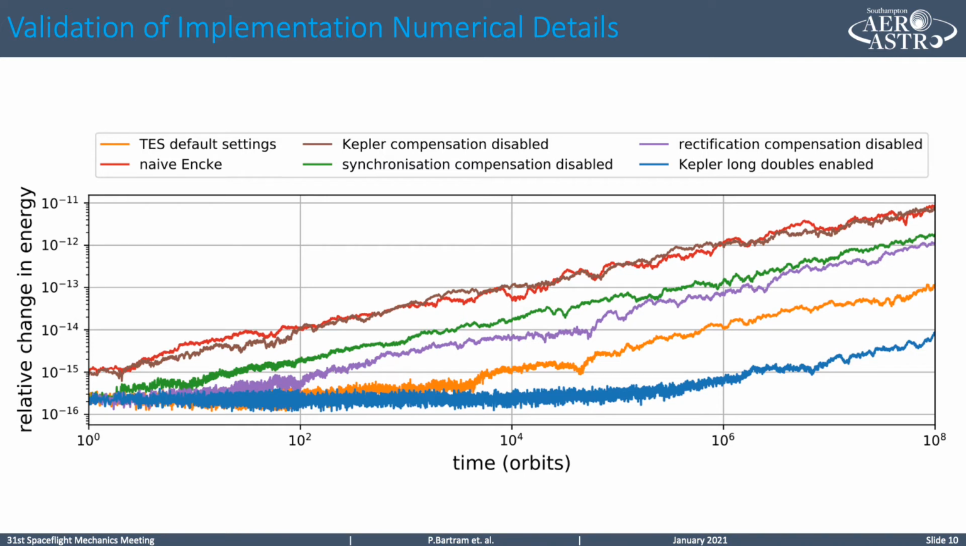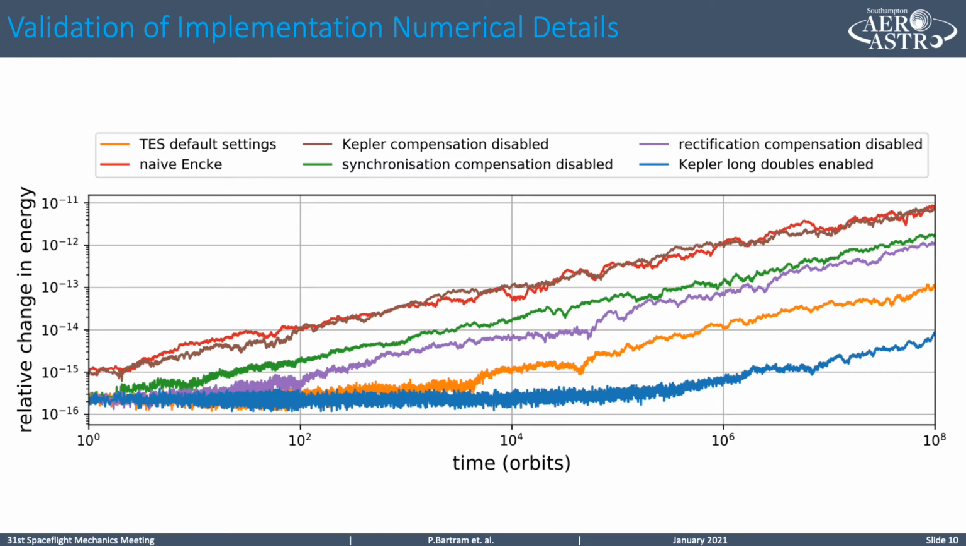We use compensated summation in multiple places throughout TESS. We use it in the Kepler solver, we use it in the integrator, and we also use it when we rectify. So therefore, to highlight the benefits of using compensated summation, we've performed a series of integrations with compensated summation disabled in each of those previous locations to see what effect this has on energy conservation. For this, we perform integrations of the inner solar system over 10 to the 8 Mercury orbits, and each of the lines plotted are the RMS values of 20 realizations.